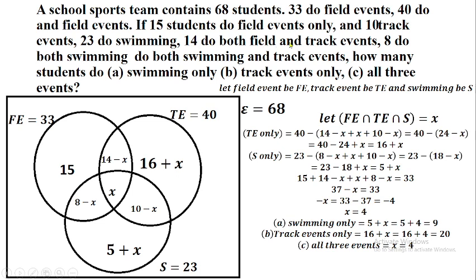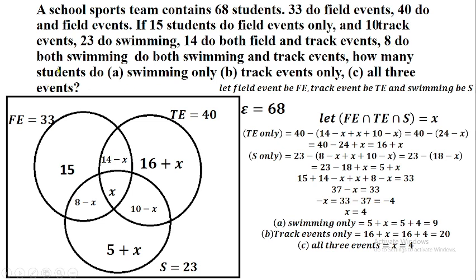14 do both field and track events. 14 do both field and track event. So you're having 14 minus x here. I'm going to explain why you have it like that here.